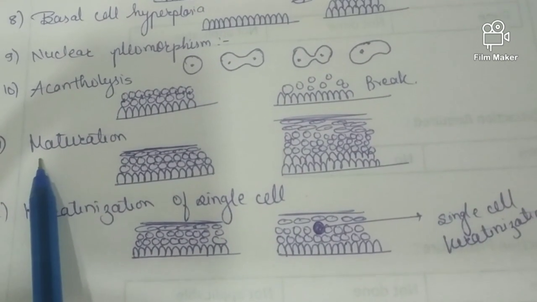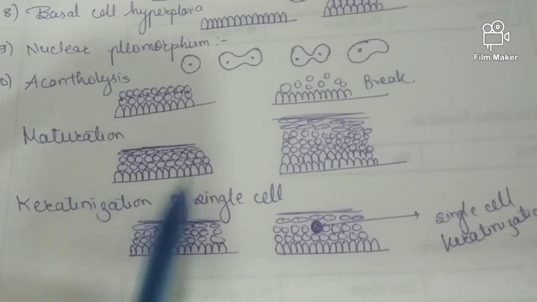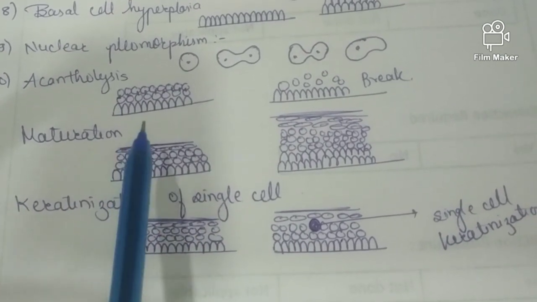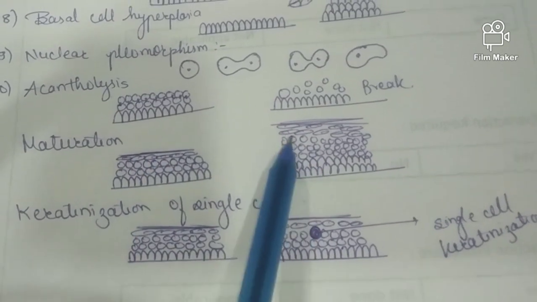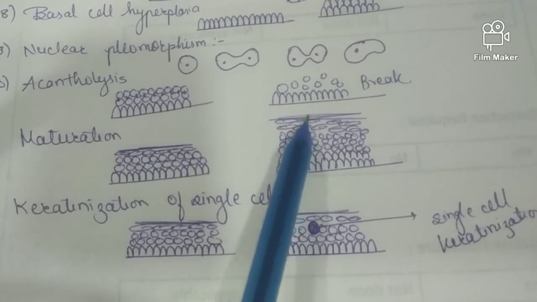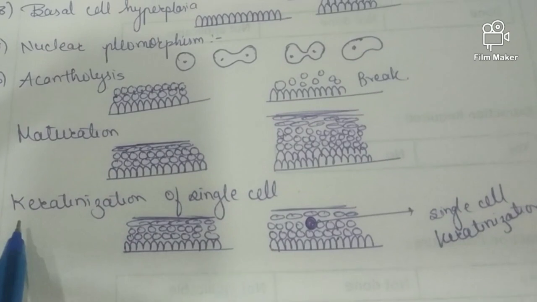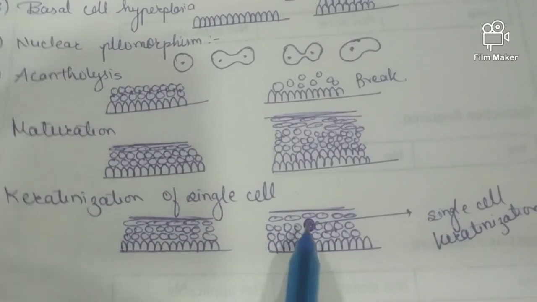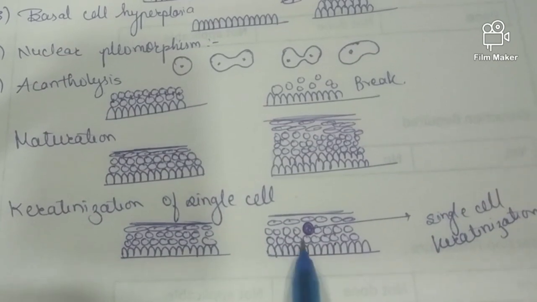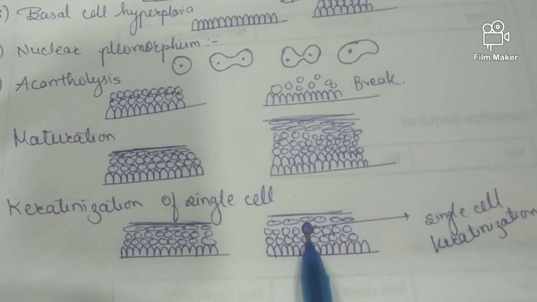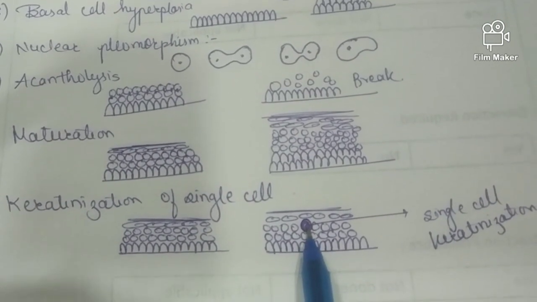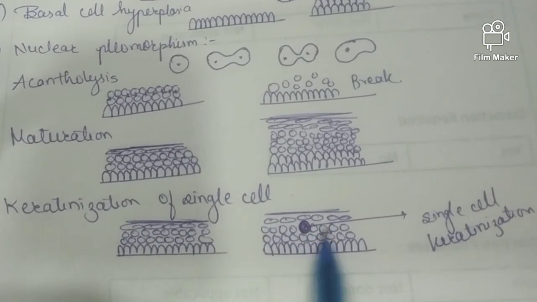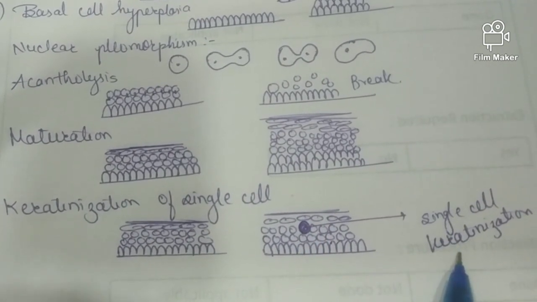11th is maturation. Every layer is more mature, from the basal to the corneum, every layer is more matured here. 12th is keratinization of a single cell. Only a single cell is keratinized and other cells remain the same. So single cell keratinization is seen.